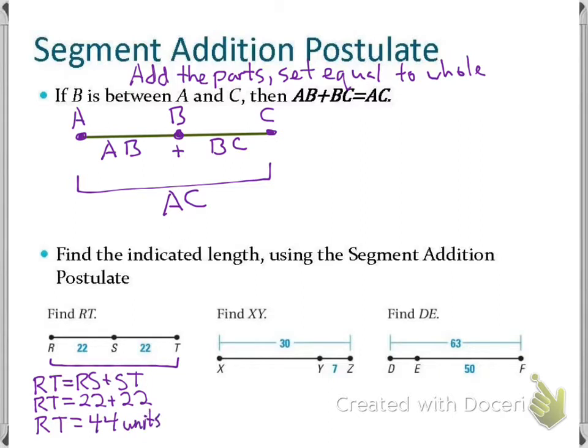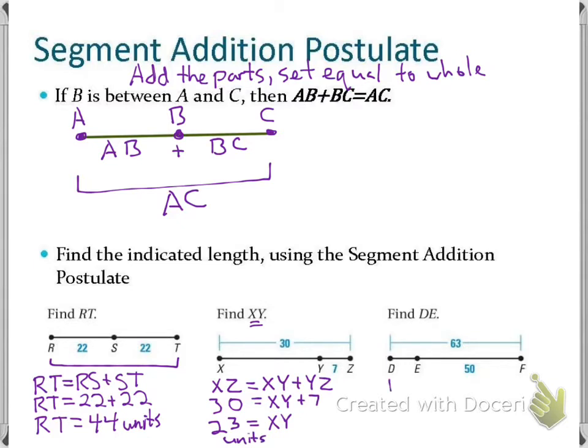Okay, we go to the next one. I have XZ is the whole thing. What parts is it equal to? XY and YZ. What do I know? Well, I know XZ, the whole thing, is 30. XY, I don't know that one yet. It happens to be what I'm looking for. And I know YZ is 7. So by subtracting the 7, I get 23 for XY, and that's 23 units.